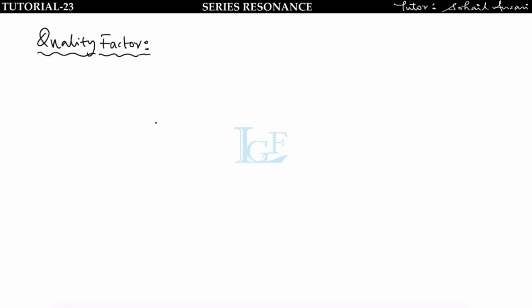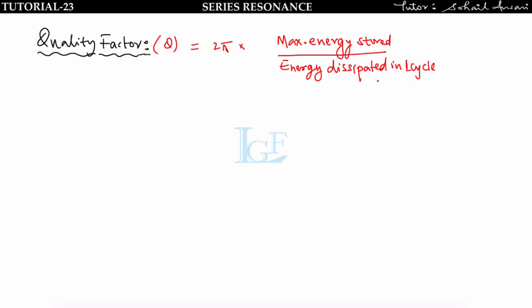What is quality factor? Generally, quality factor is denoted as Q, which is given by 2 pi times the maximum energy stored upon the energy dissipated in one cycle. In other words, it is the ratio of energy stored to energy dissipated in one cycle.